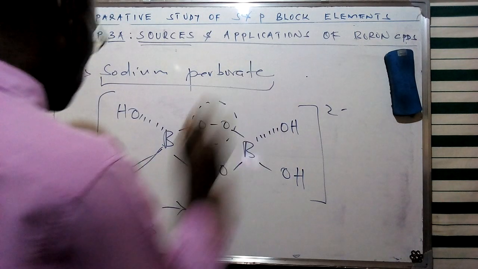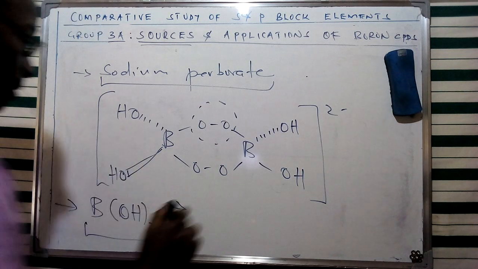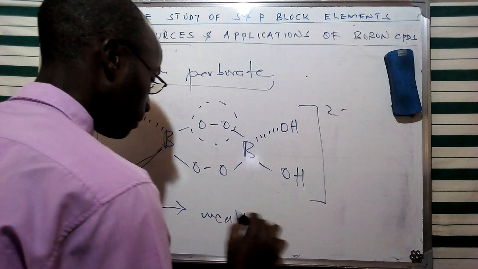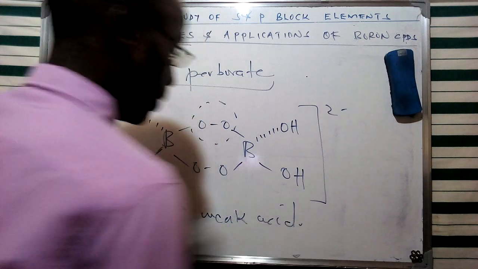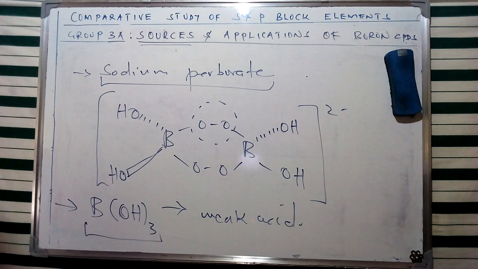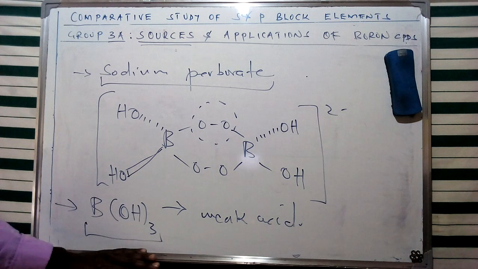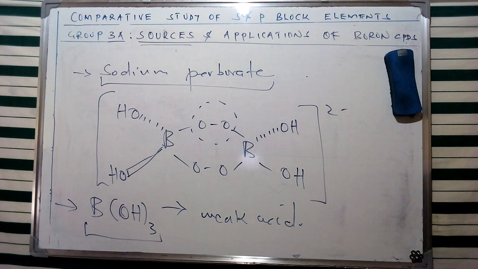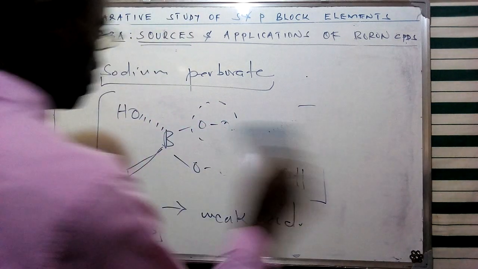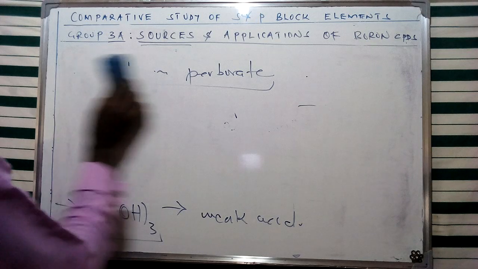Now, one of the properties of boric acid is that it is a weak acid, which undergoes what we refer to as self-ionization to form a complex. This is one of the properties we are going to see displayed by the compounds of boron. So I'm going to give this one as perhaps another illustration.